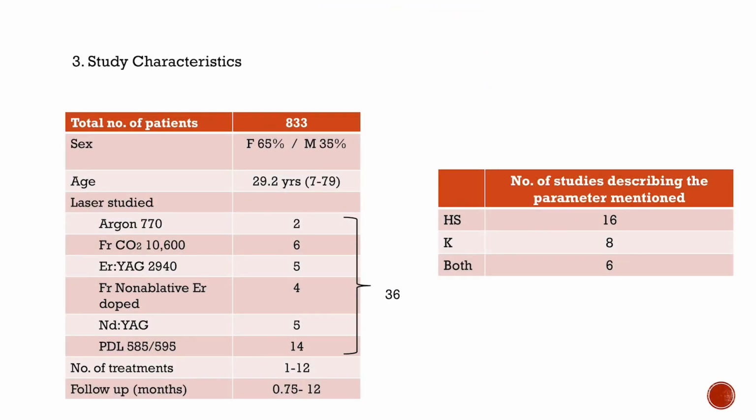Coming to the study characteristics, the total number of patients in all the 30 papers was 833. 65% were females, and 29.2 was the average age. Going by laser type, the number of studies that included these lasers has been shown, and the number of treatments was anything between 1 and 12. The follow-up was between 3/4 of a month up to 12 months. Sir, what would you like to say about this?